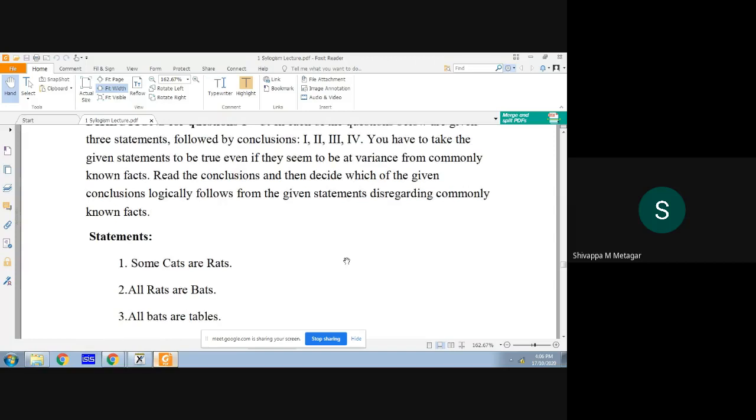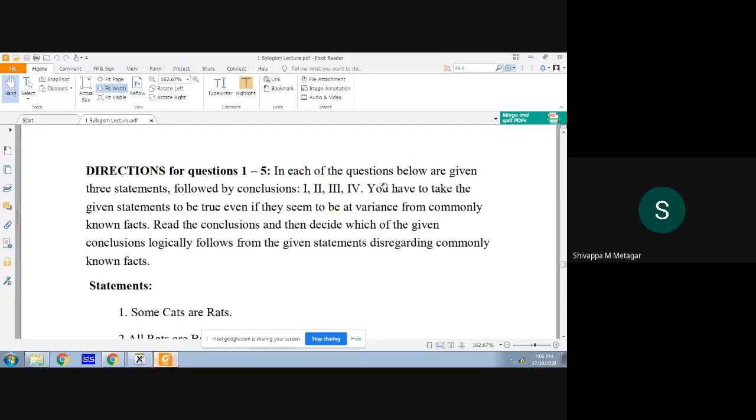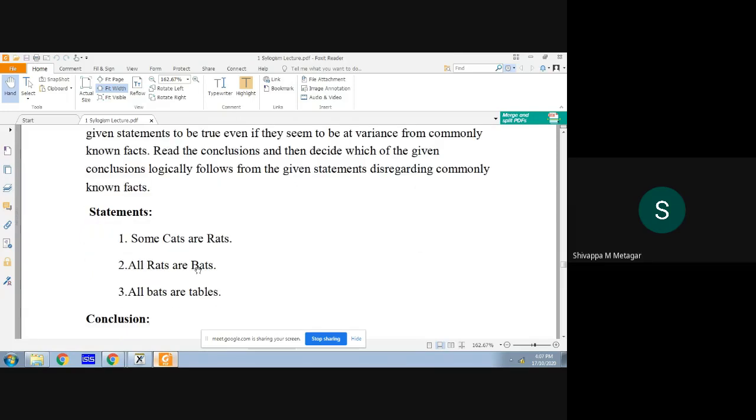Okay, even directions they have given in this one also. You may get questions like this in the final exam. This is from the sample question paper I have taken. Each of the questions below is given three statements followed by conclusions 1, 2, 3, and 4. You have to take the given statements to be true even if they seem to be from commonly known facts. Read the conclusions and then decide which of the given conclusions logically follows from the given statements, regardless of commonly known facts.